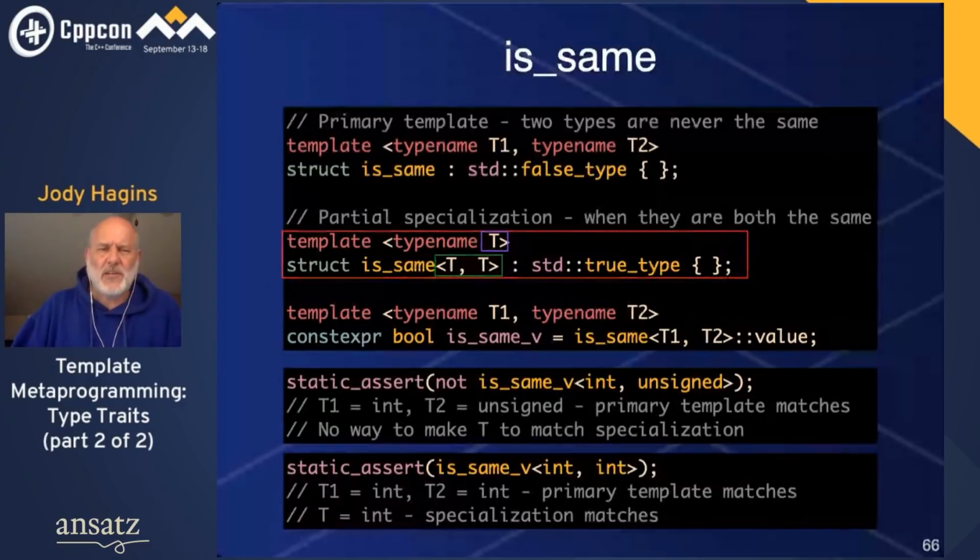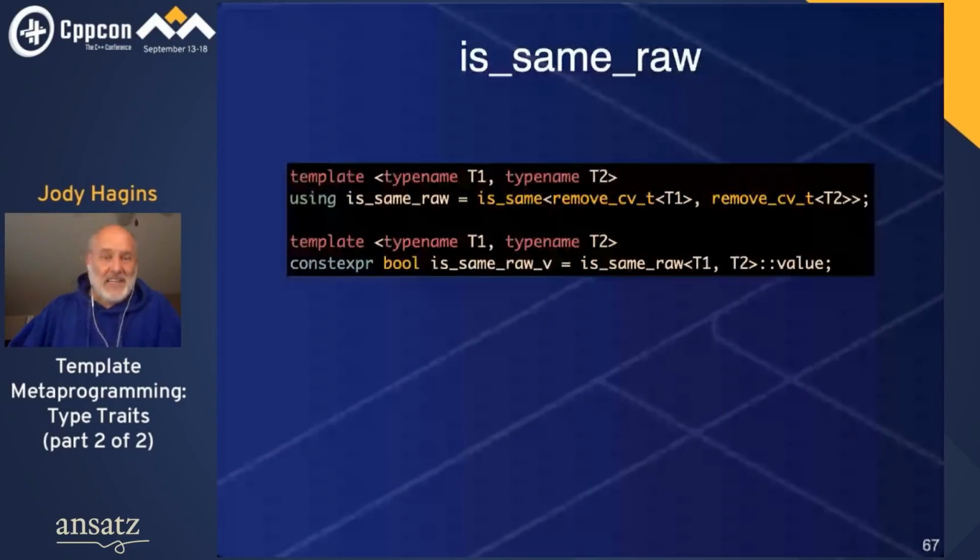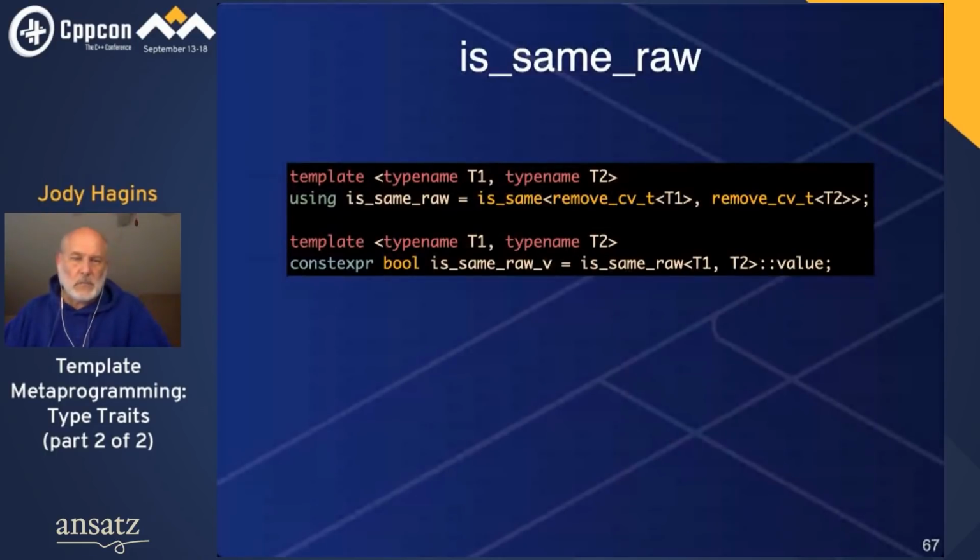Sometimes these specializations are a little bit tricky, and we've got a few more because there are subtle differences. So let's just assume that we have this thing I call is_same_raw. Now, to be sure, this is not a standard type trait, but it's kind of useful. What it really does is it takes two types, removes their CV qualifiers, and then compares them. If they're the same after removing the CV qualifiers, then I'm going to treat them the same.